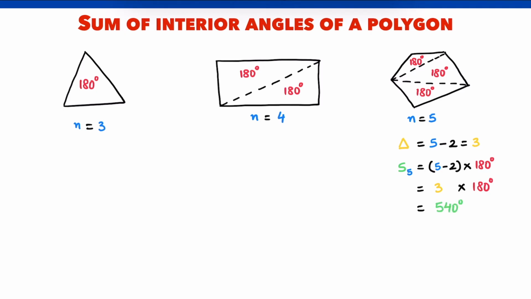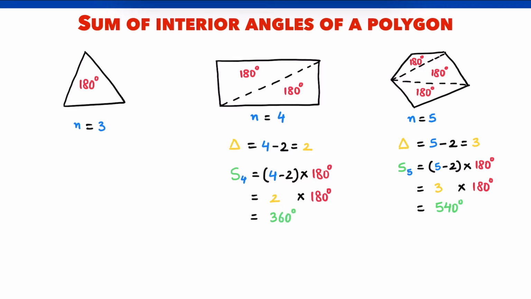For the polygon with 4 sides, we have 2 triangles. It is 4 minus 2. Again, it is the number of sides minus 2. So, the sum is (4 minus 2) times 180, or 360 degrees.